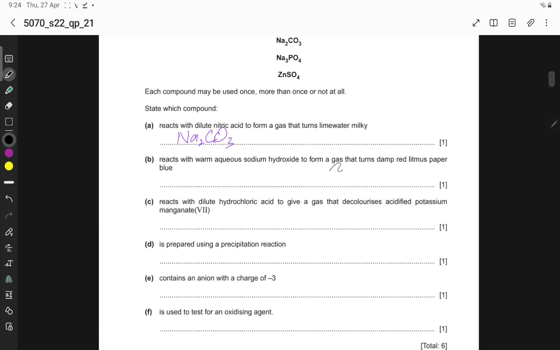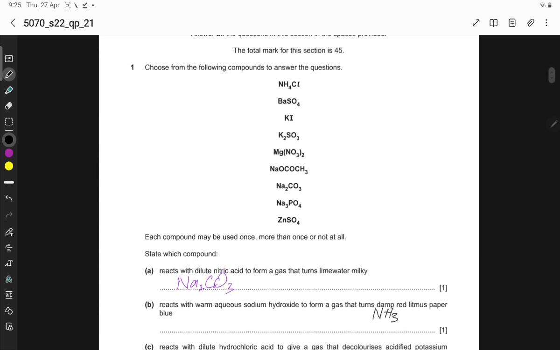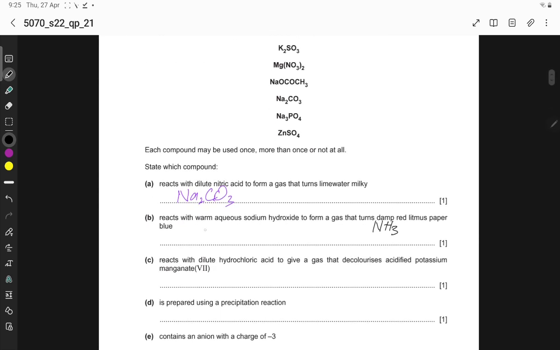React with warm aqueous sodium hydroxide to form a gas that turns damp red litmus paper blue. This gas is ammonia, and if there is an ammonium ion present in the compound, it should be the answer. So the compound is ammonium chloride, NH4Cl.